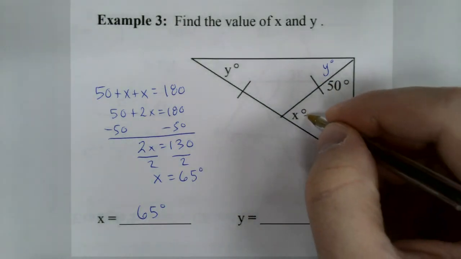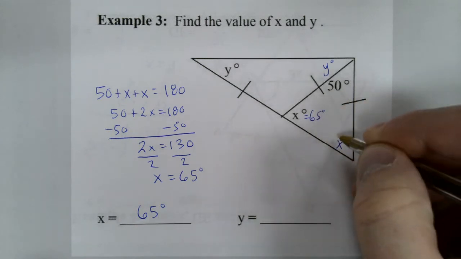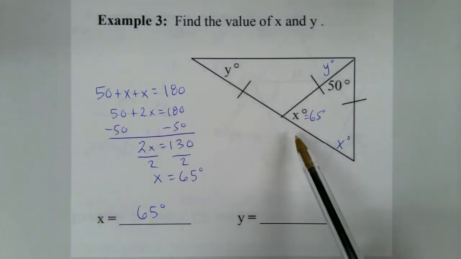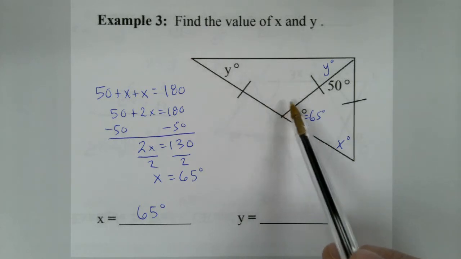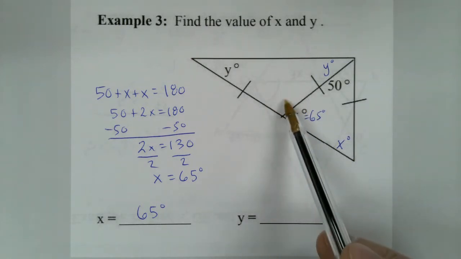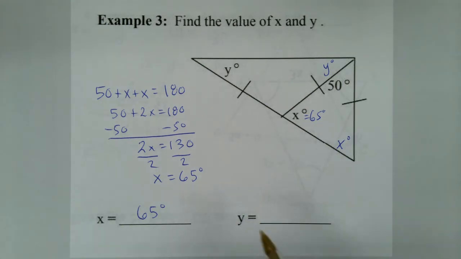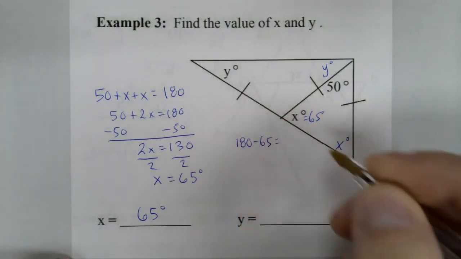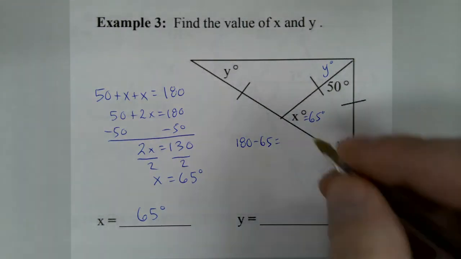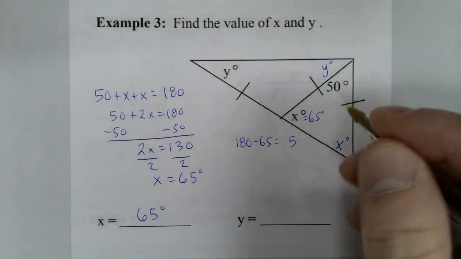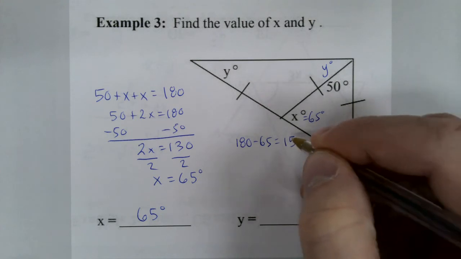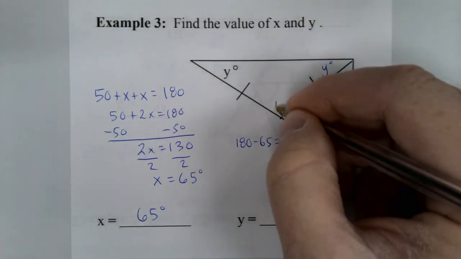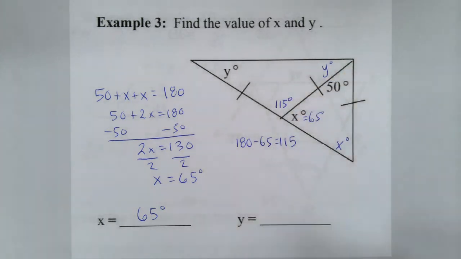Now, if I fill that in, I still need to use that to be able to find y. And here's how I'm going to do that. I know that these two angles here are supplementary. So if I do 180 minus 65, that gives me 115. So it tells me this angle up here is 115.